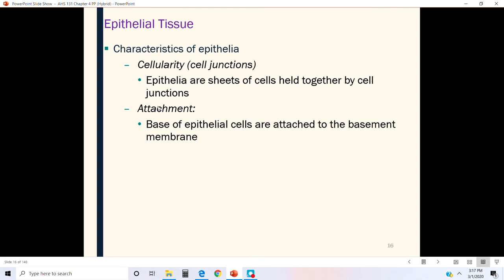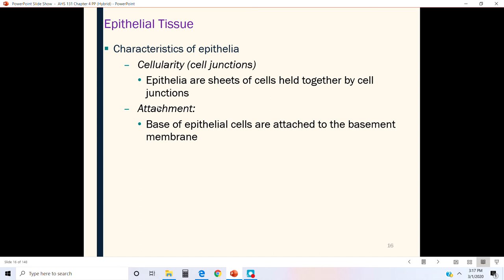Another characteristic of epithelial that I'd like you to know is cellularity. This is where epithelial cells are joined together, and they actually form sheets of cells. And you know this already. Think about maybe a time you've had a sunburn. Sun beats down on your shoulder. A couple days later, you look at your shoulder and you see that the skin is starting to peel, and you can peel off the skin in sheets.